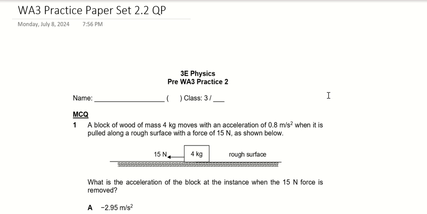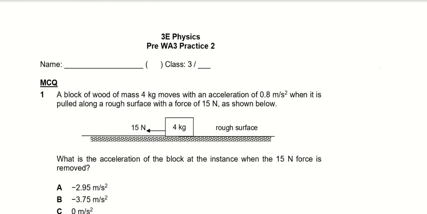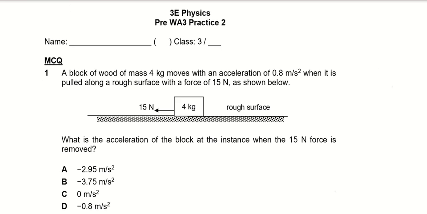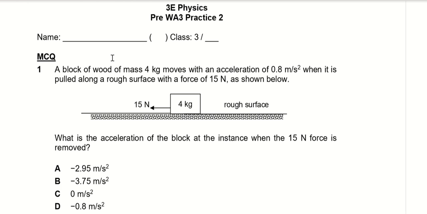Okay, for this video, we'll be going through the WA3 practice paper set 2.2. So you should see the first MCQ looking like this. A block of wood of mass 4 kg, so always annotate this is my M, with an acceleration of 0.8 meter per second square, so this is my A.